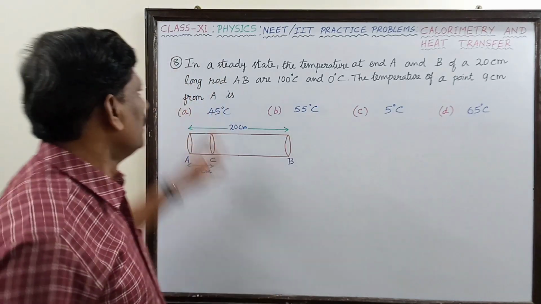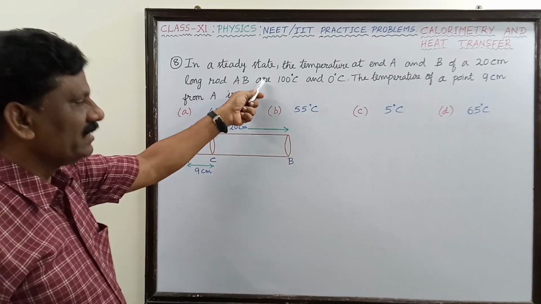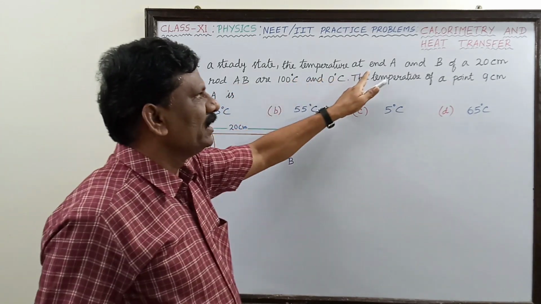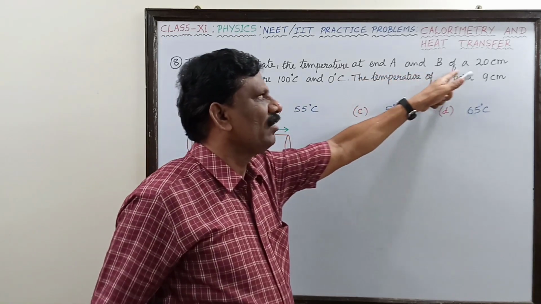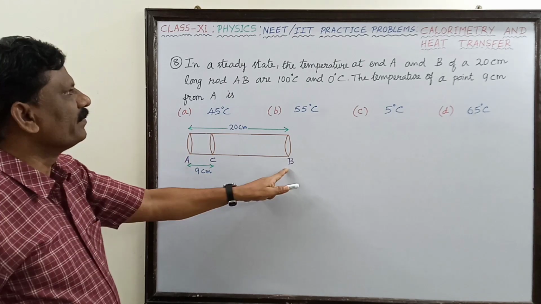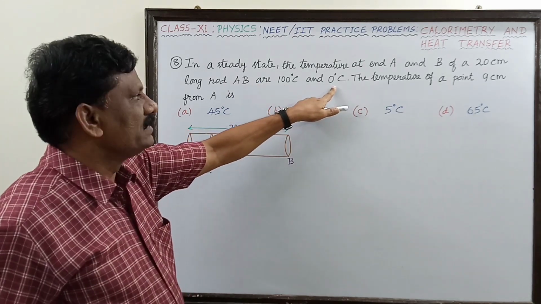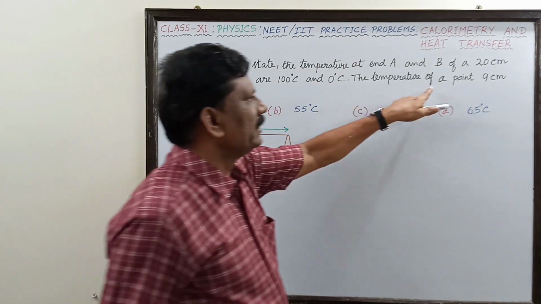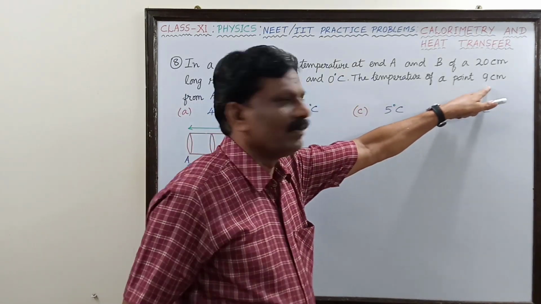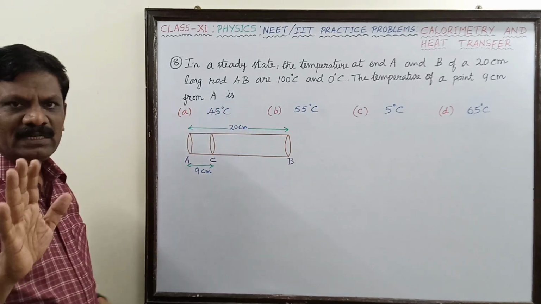Hi students, MCQ number 8. In a steady state, the temperature at end A and B of a 20 centimeter long rod AB are 100 degrees Celsius and 0 degrees Celsius. The temperature at 9 centimeter from end A has to be determined.